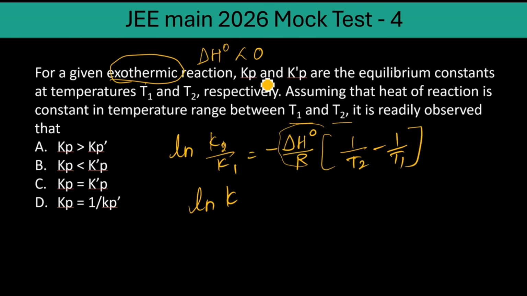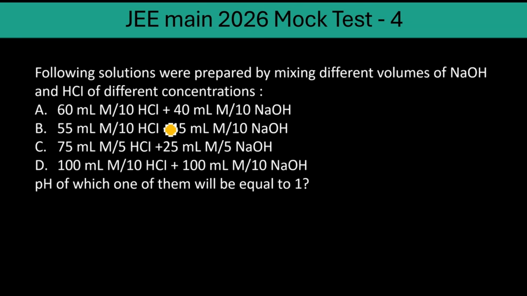Ln Kp and Kp dash. So Kp dash and Kp, that will also be less than 0. Kp dash is less than Kp. So for an exothermic reaction, as the temperature increases, what will happen? The K will decrease. So if T2 is greater than T1, then Kp will be greater than Kp dash.